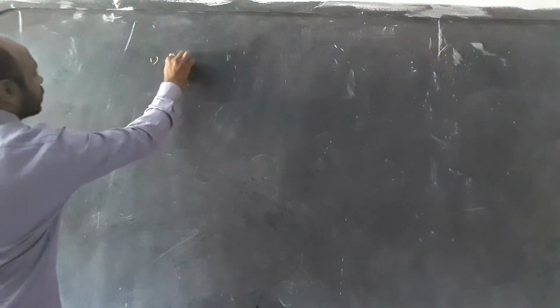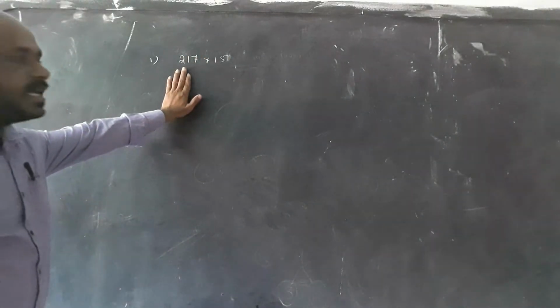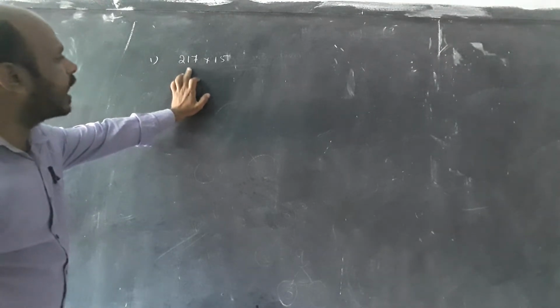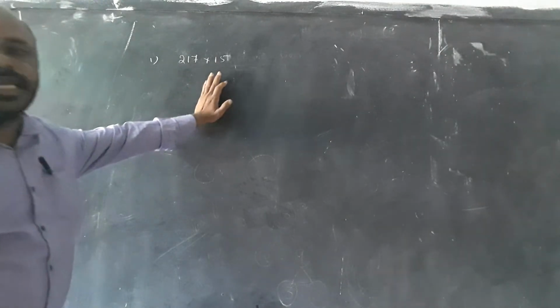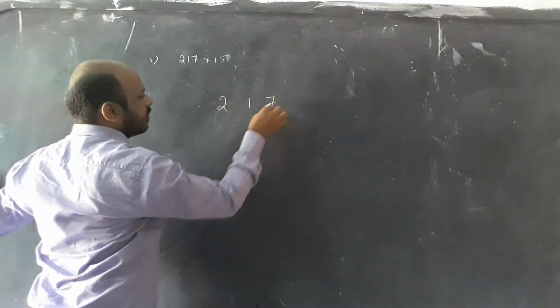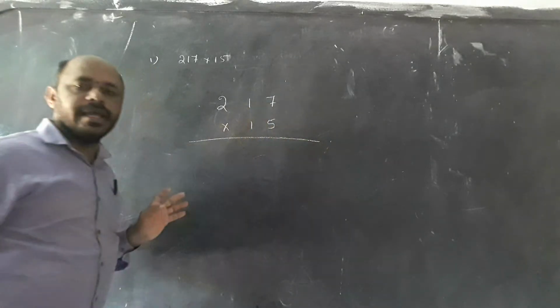Suppose, for example, 217 into 15. Here 217 is the multiplicand and 15 is the multiplier. Now we have to do the multiplication of these two numbers.